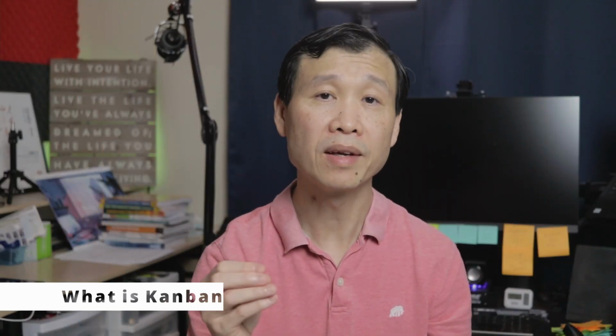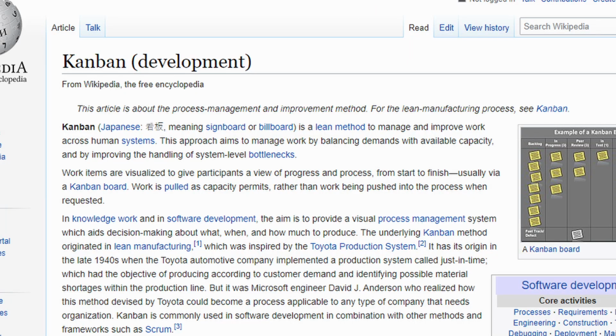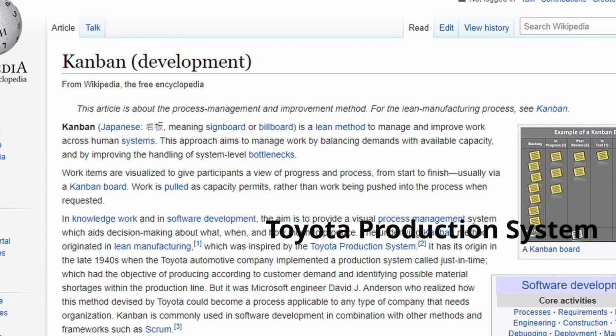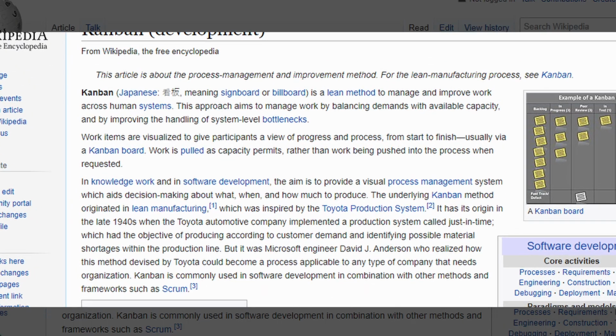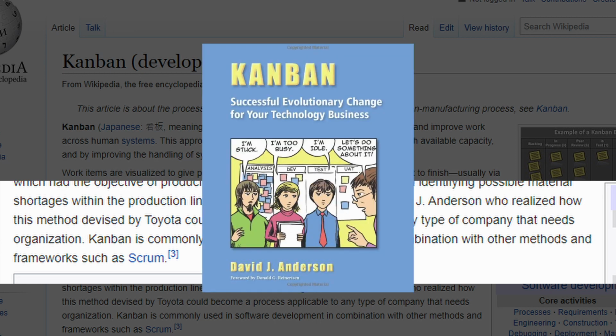So we'll start with what is Kanban. Let's take a quick look at what Kanban is and its history. The keywords that I want you to focus on is that Kanban came from the lean manufacturing side of the world. It is used to manage and improve work by balancing demands and capacity. It is inspired by the Toyota production system. And in 2004, a gentleman by the name of David Anderson started experimenting with Kanban at Microsoft. He also published a book in 2010, and sometimes this book is referred to as the Blue Book of Kanban.